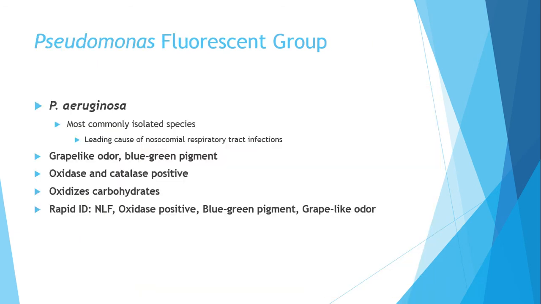So Pseudomonas aeruginosa is the number one pathogen in this group that we're going to talk about. So if you don't know anything about non-fermenters, know about Pseudomonas aeruginosa. It's a leading cause of nosocomial respiratory tract infections. It's got a unique colony morphology, a grape-like odor.